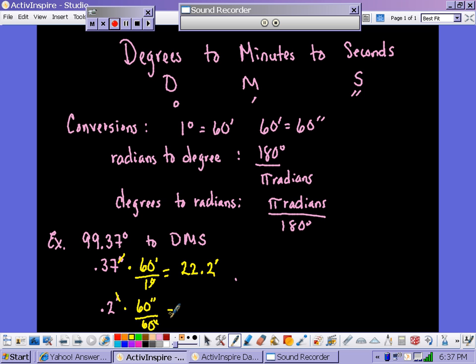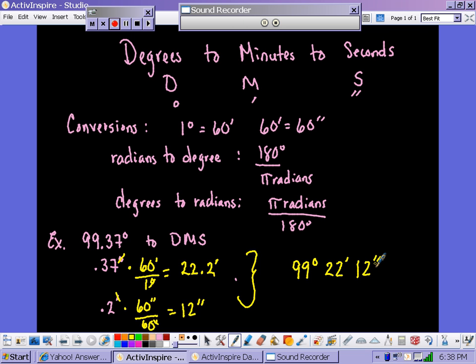Okay, the minutes cancel out, and then we put that in the calculator, and we end up with 12. Okay, now when you put this in the calculator, you don't have to put the little minutes and second symbols, because it's automatically understood when we're actually doing the math, but we want to carry it out at the end. So 99.37 degrees equals 99 degrees, 22 minutes, and 12 seconds.